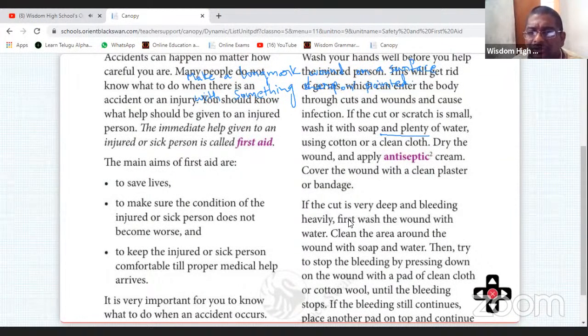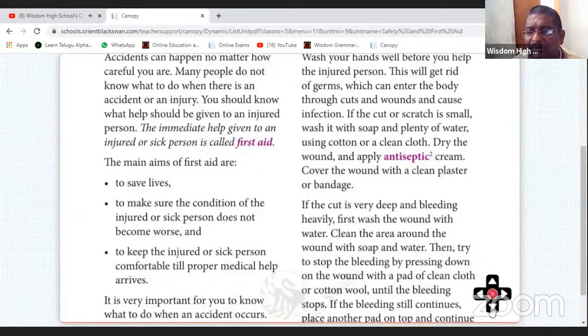Now, what about the antiseptic cream after cleaning the wound? If a cut is very deep and bleeding heavily, what do you do? First, wash the wound with water. Next, clean the area around the wound with soap and water. Next, try to stop the bleeding by pressing below the wound with a pad of clean cloth or cotton wool. Dear children, concentrate here. You have to do that until the bleeding stops.